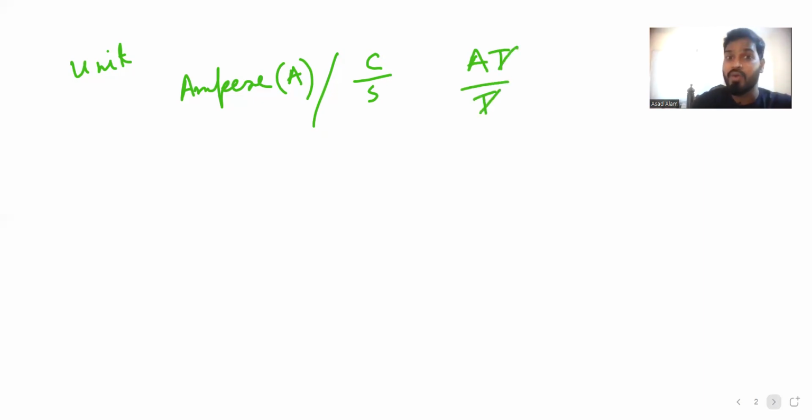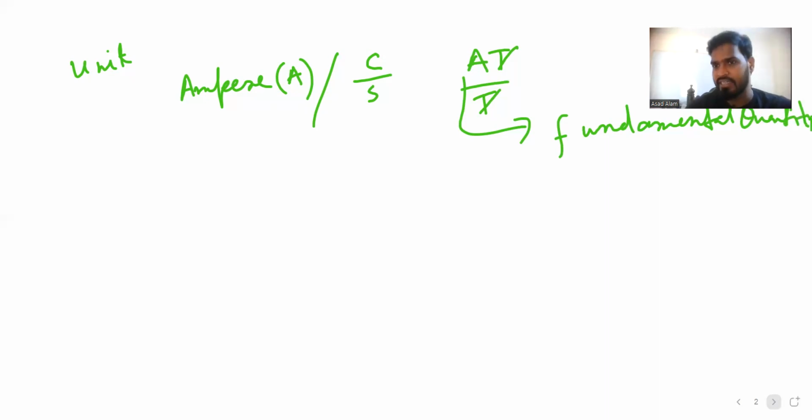And one more thing, current is a fundamental quantity. That's why it does not depend upon anything. Seven fundamental quantities are there, and out of them current is also there. Like distance, mass, time, electric current, temperature, amount of substance. These are the fundamental quantities.